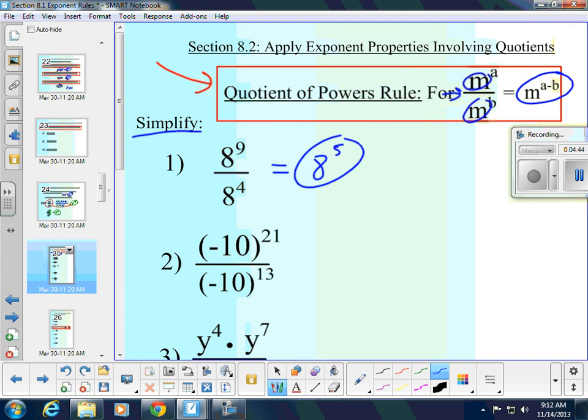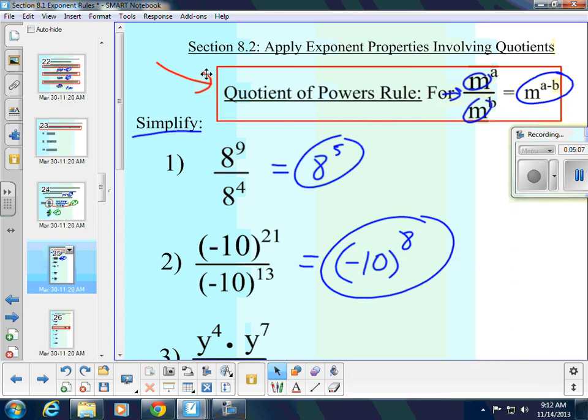Same thing with the second one here. It's a negative number for my base, so I've got to keep that negative 10 in parentheses, as I've talked about before. If you punch it in your calculator too and try to evaluate that, you do also need to keep it in parentheses, otherwise your calculator might not evaluate it correctly. So if you have a negative number for a base, you're taking it to a power, keep that in parentheses, even on your calculator. 21 minus 13 gives me 8, so negative 10 to the 8th power.